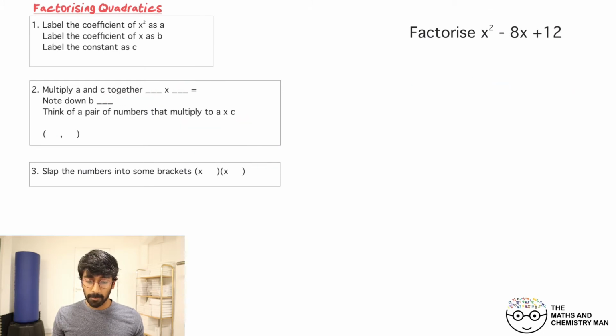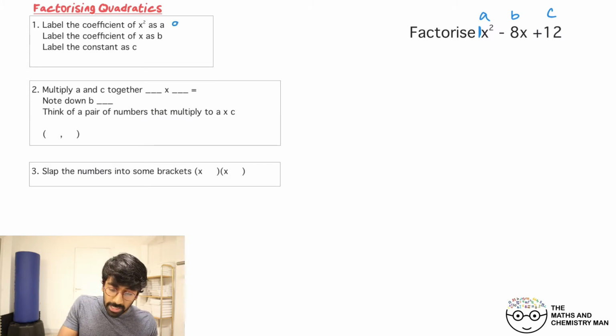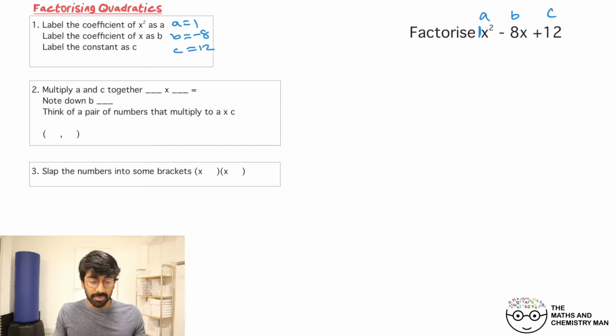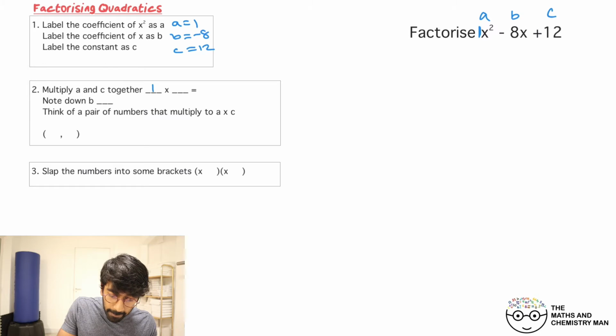Okay, nice and simple. Let's follow exactly the same steps to do this one now. We'll put a on top of this, b on top of this, and c on top of this. So a represents the number in front of the x squared, b represents the number in front of the x, and c represents the number on the end, the constant. So we've got a equals 1, b equals minus 8, c equals 12. Next thing, multiply a and c together. So a was 1, c was 12. 1 times 12 is 12. And write down what b was. B was minus 8.